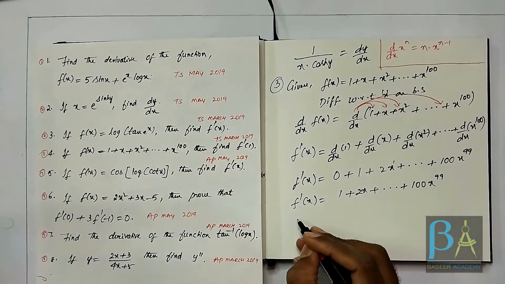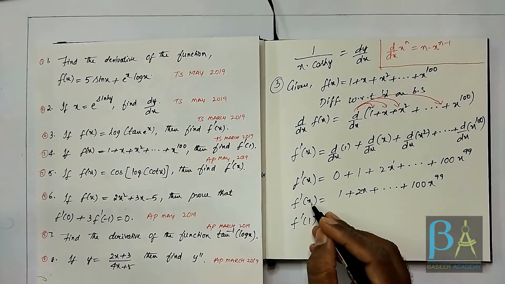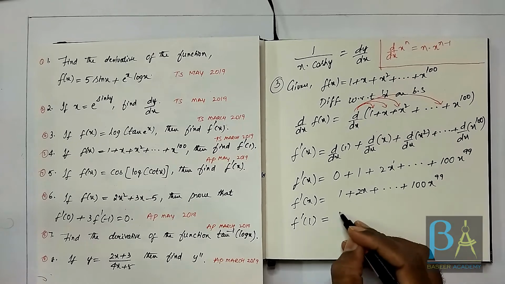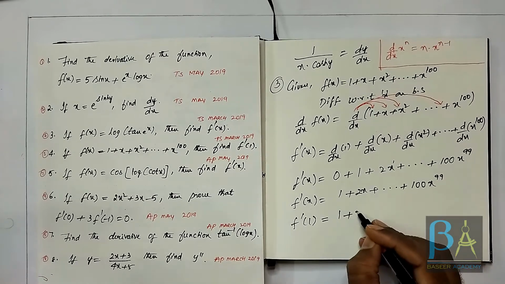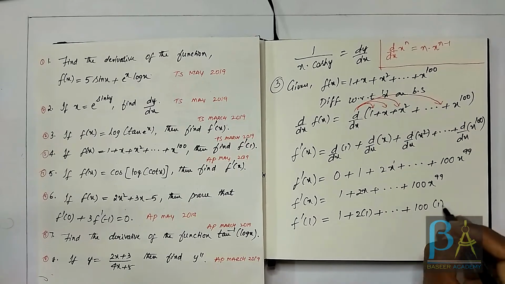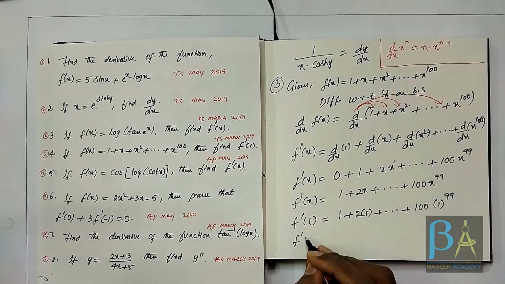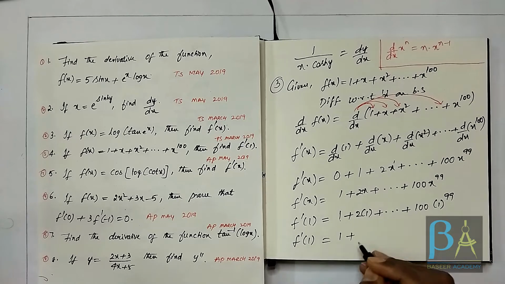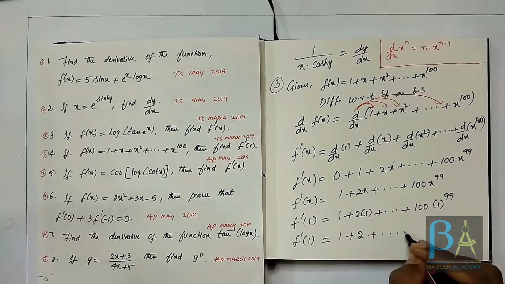How do you get f dash of 1? In place of x, you have to write 1. We'll do the same thing on the right hand side as well. In place of x, let me write 1. Again here, in place of x, let me write 1. What happens when I do that? This is 1, 2 into 1 is 2, and so on.